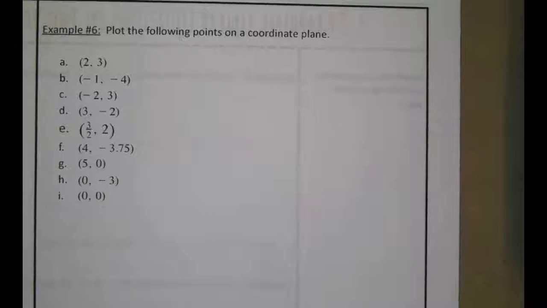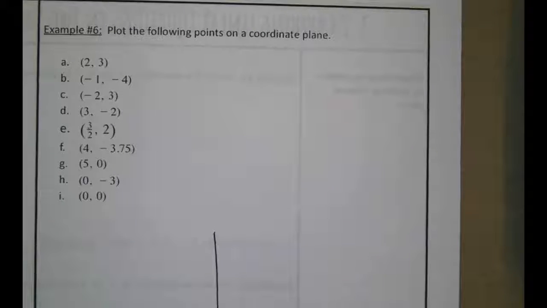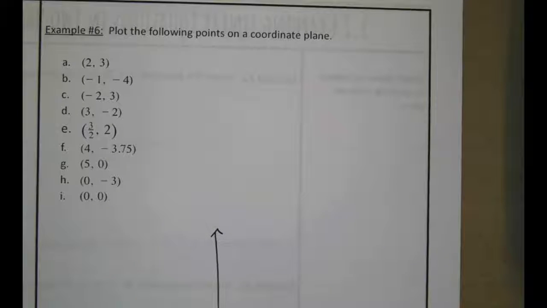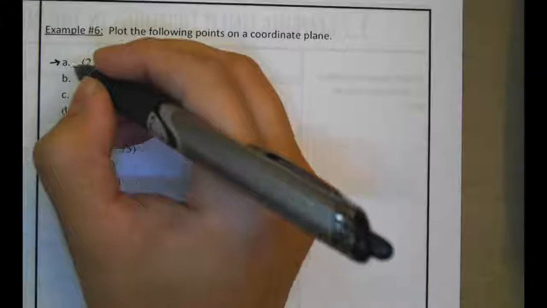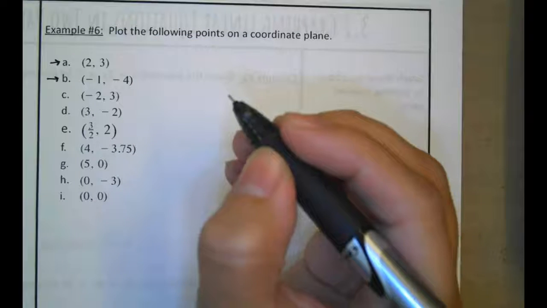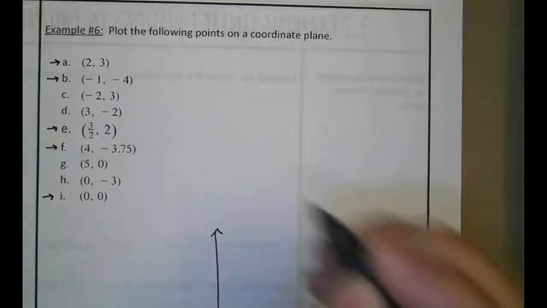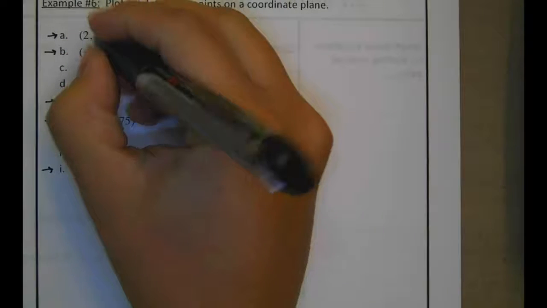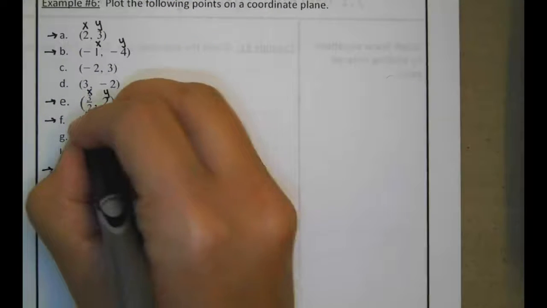Okay, plot the following points on a coordinate plane. I'm going to draw a big coordinate plane down here. I will do this one, this one, this one, this one, and this one. I will leave the others for us to do in class. Alright, so in all of these ordered pairs, the first number is x and the second number is y. Sometimes it is helpful to label them.